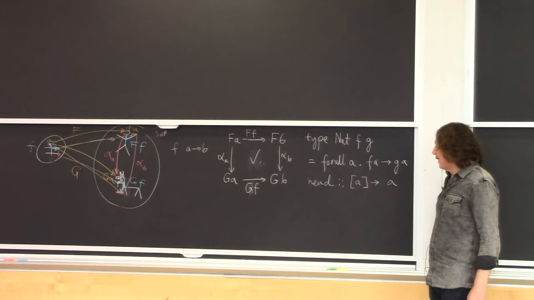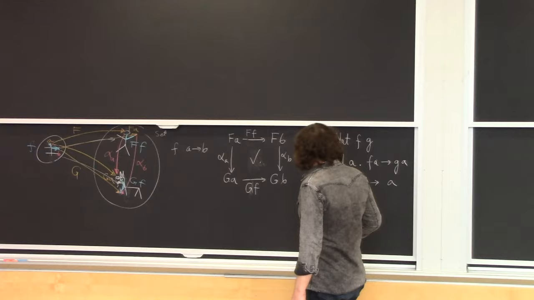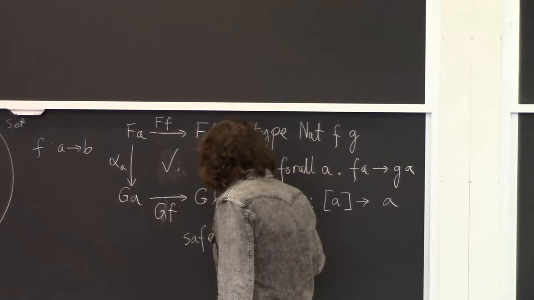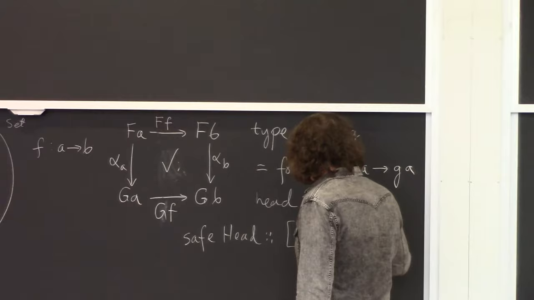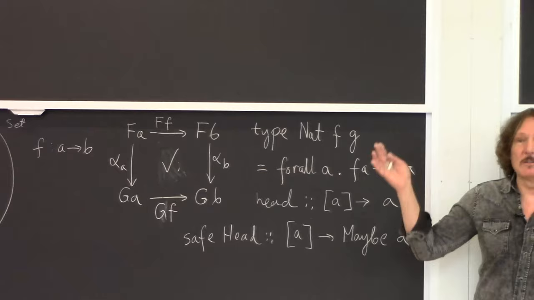But for performance reasons, it's useful. But if we want to make it safe, let's say we want to implement safe head, then we have to go from a list of A to Maybe A. And the idea is, if the list is empty, we'll return Nothing. Okay? Now it's a total function. Right?